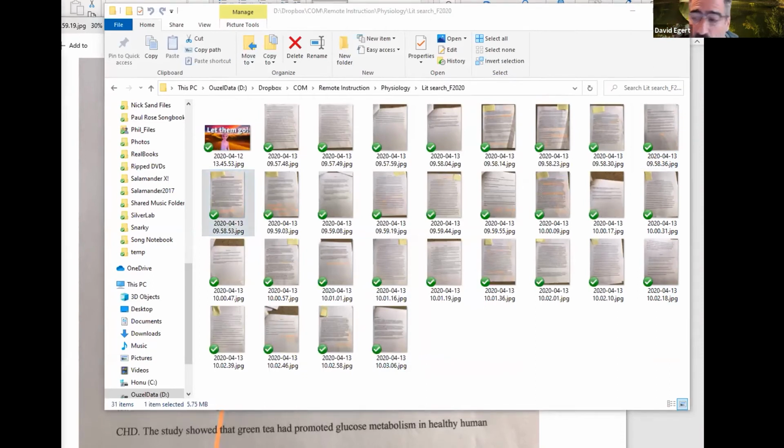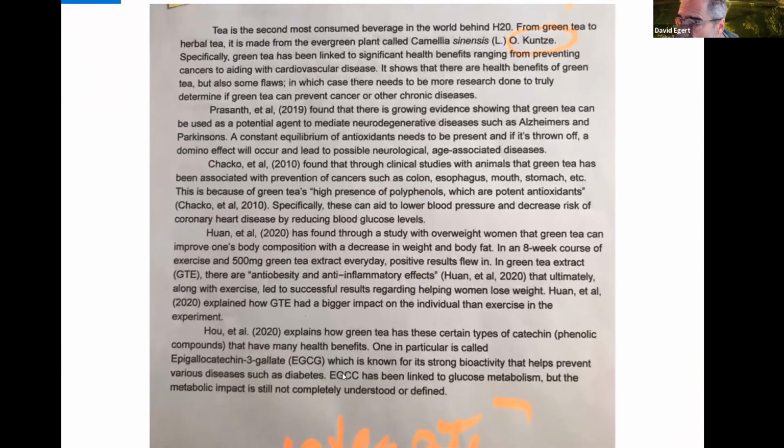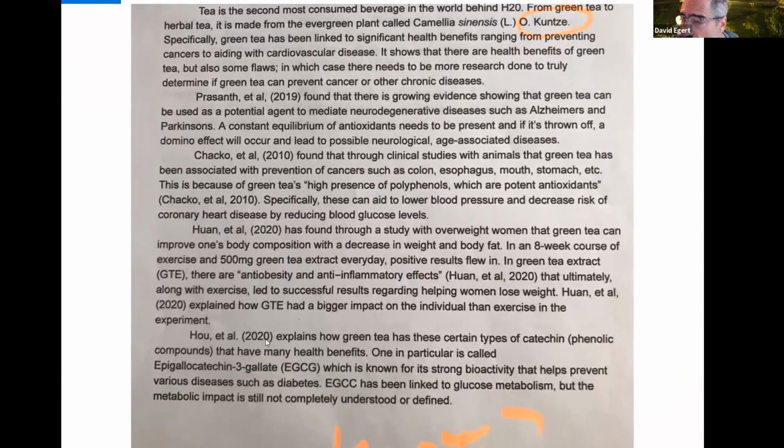Let me show. Who et al. 2020 explain how green tea has certain catechins that have health benefits. So basically, whenever you say anything, you have to support it with where the article is that you got that information from. And it's in this kind of inline reference like this. I can show you some more.